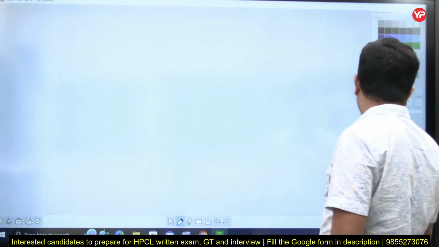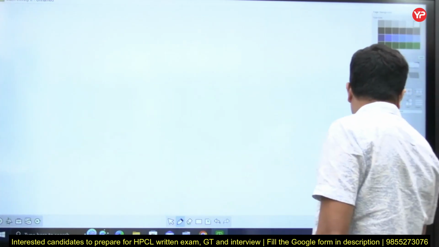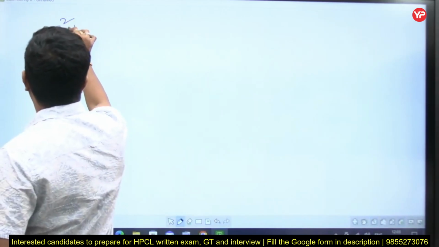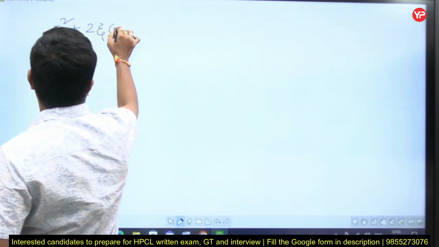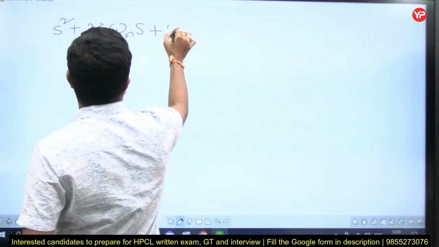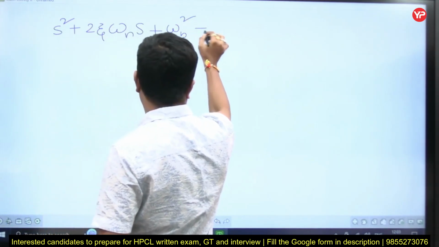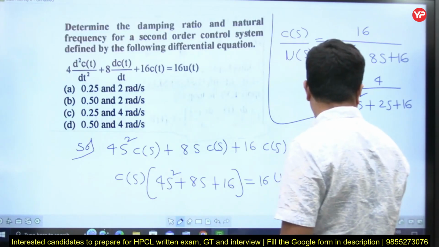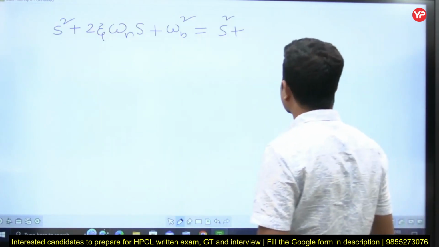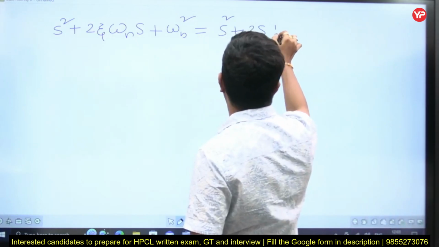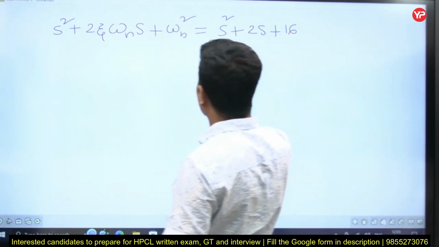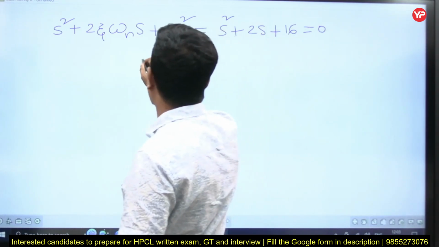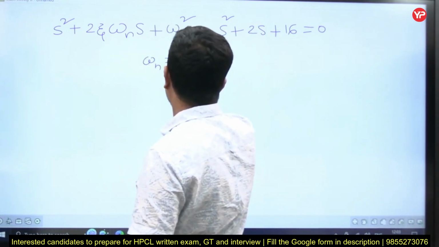I am doing that here. Observe, I am comparing with the standard second order characteristic equation, s square plus 2 zeta omega n s plus omega n square, which is equal to s square plus 2s plus 16. As it is an equation, we have to make that equal to 0. If you compare, omega n is equal to 4.